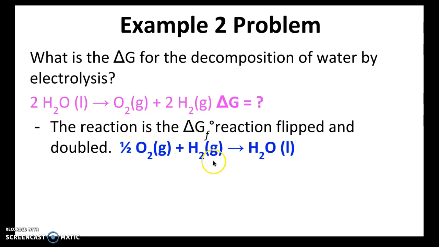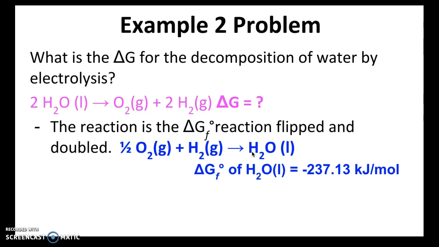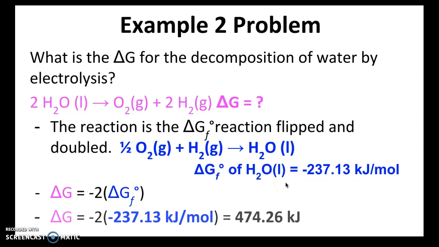So therefore, we did 2 things here. We flipped the reaction and we doubled it. And so that means we have to do the same thing to delta G of formation, which is this value here. And when we say flipped, mathematically speaking, what we mean is we're flipping the sign. So we're going to take the standard delta G of formation and multiply it by -2: 2 for doubling and negative because we flipped it. And when we do that, we get this value.